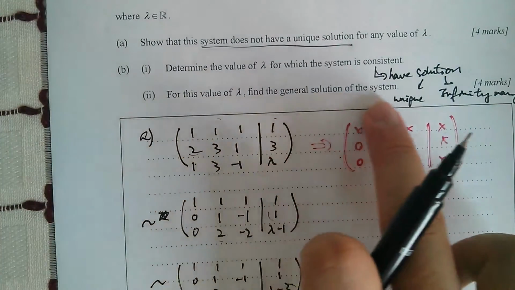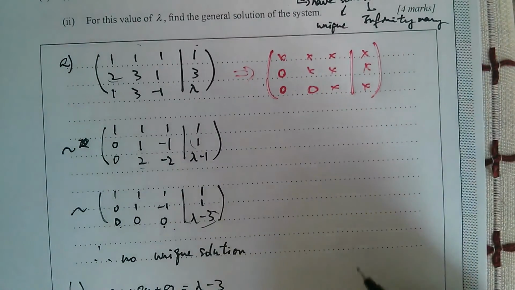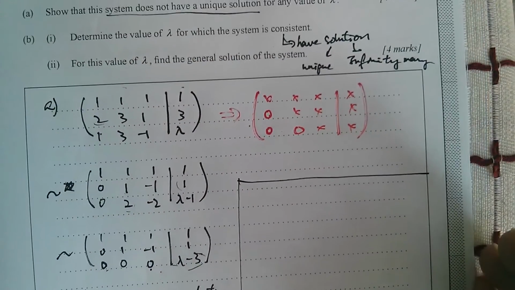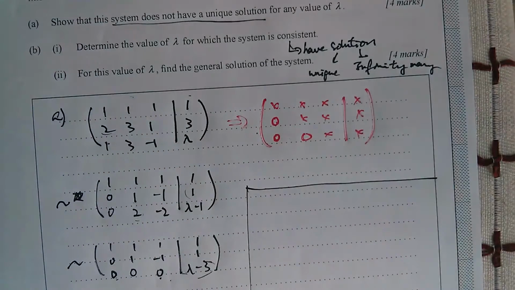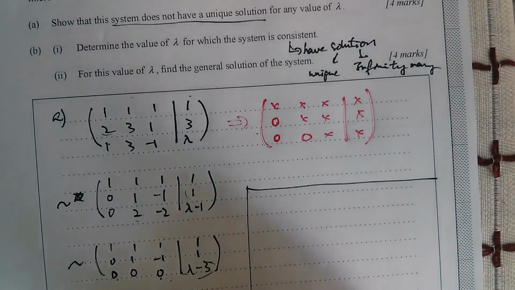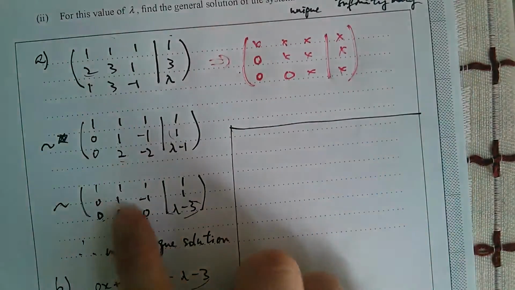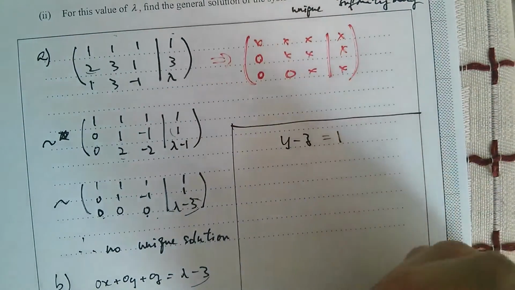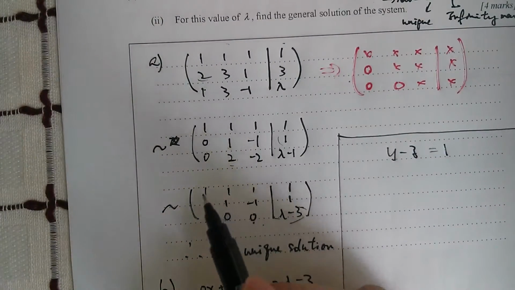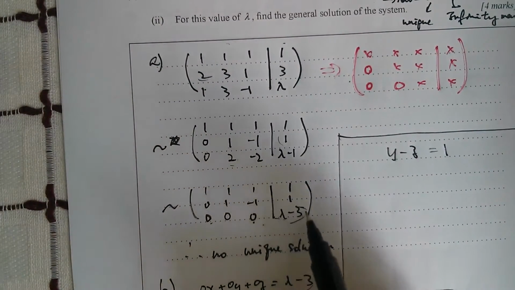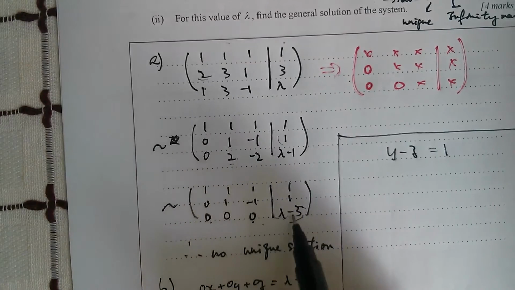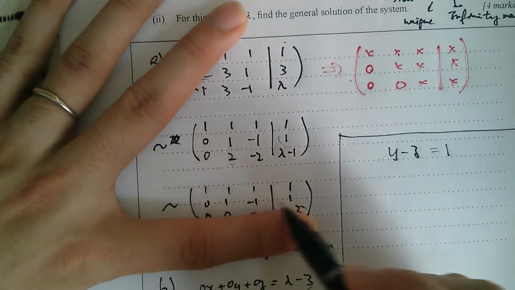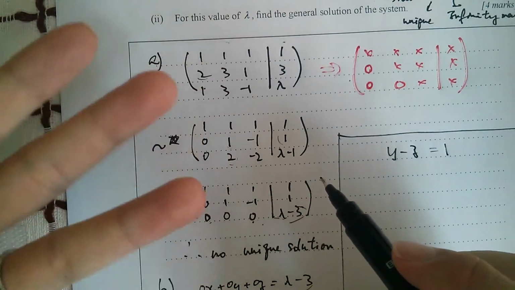For this value, find a general solution of the system. So how do we find the general solution? Lambda is now 3. If we look at this, we would have here y minus z equal to 1. Originally there were 3 equations. After making lambda 3, this row is 0, 0, 0, 0, so it's basically useless. It's like we're solving 2 equations with 3 unknowns.